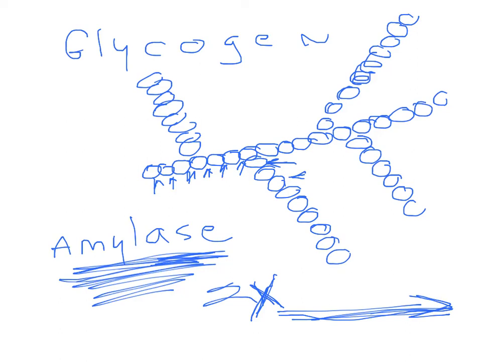Okay, so amylase works on glycogen, and amylase also works on starch. And starch, keep in mind, comes from plants. And starch is glucose molecules linked the same way as we saw in glycogen.